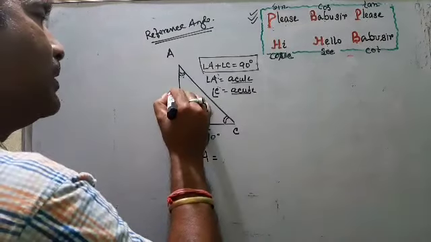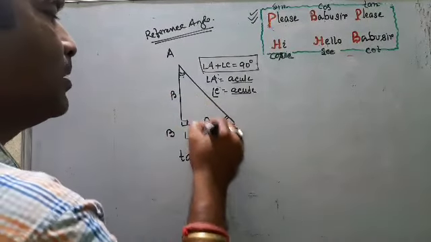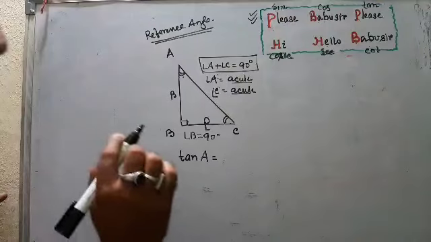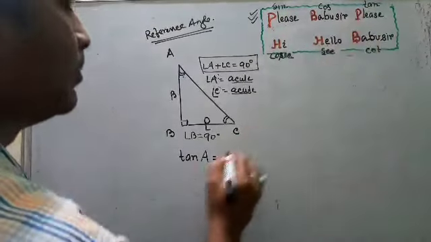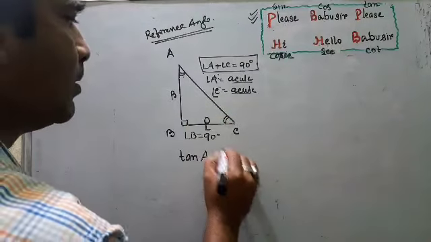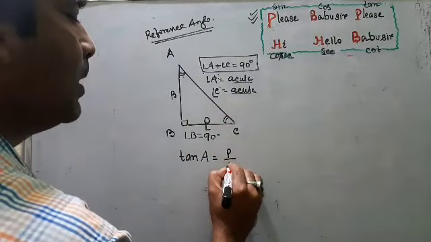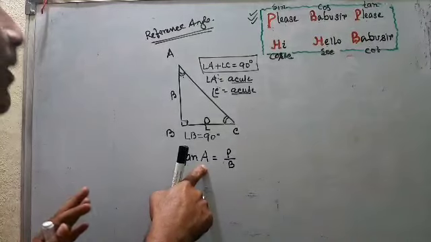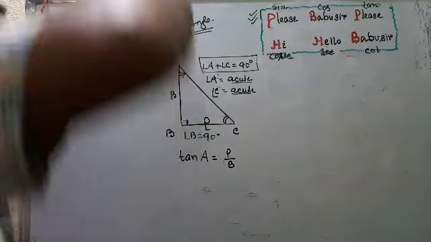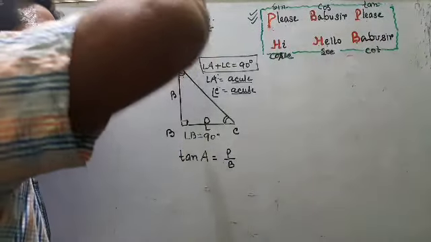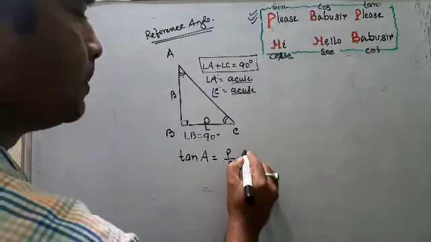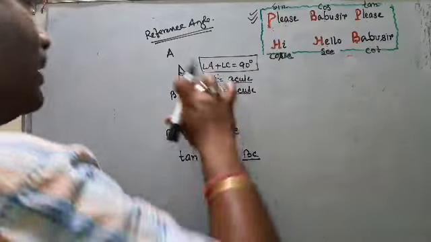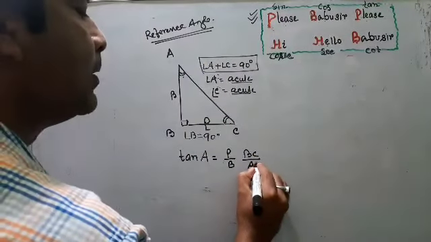Then AB is the base and BC is the perpendicular. Clear? So tan A means P by B. P by B means perpendicular by base, and A is the reference angle. So that's why from A the opposite side is the perpendicular. So BC is the perpendicular, then AB is the base.